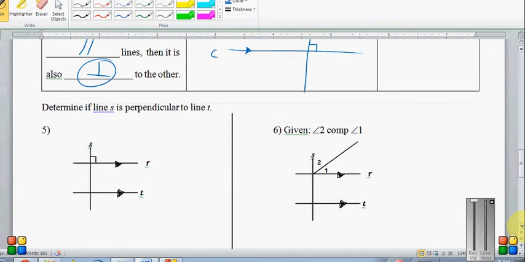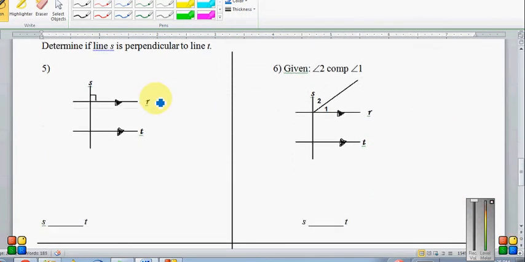So determine if line S is perpendicular to line T. Well, we've got two parallel lines. We've got S is perpendicular to R, and R is parallel to T. So that's the theorem we just said. If these are parallel and S is perpendicular here, if this is a right angle, this corresponding angle would also have to be a right angle. So yes, S is perpendicular to T.